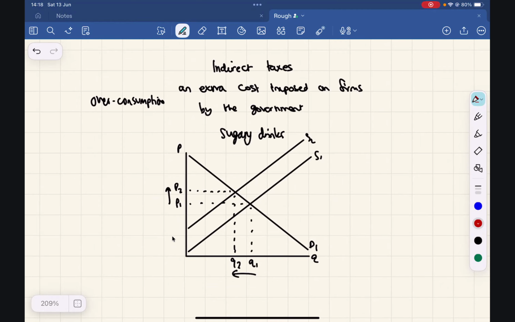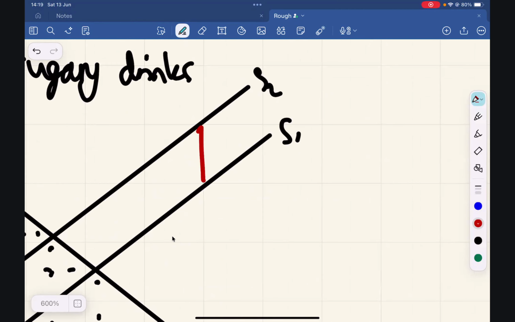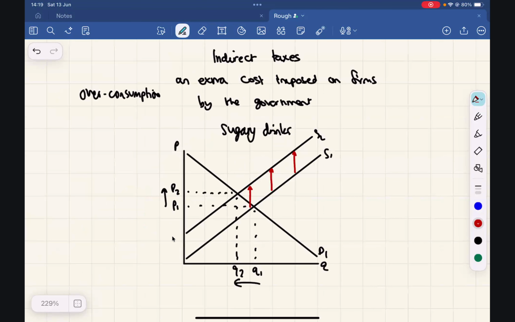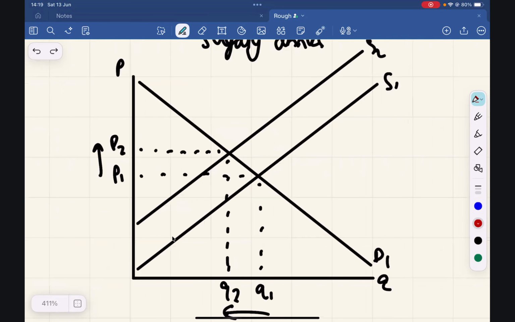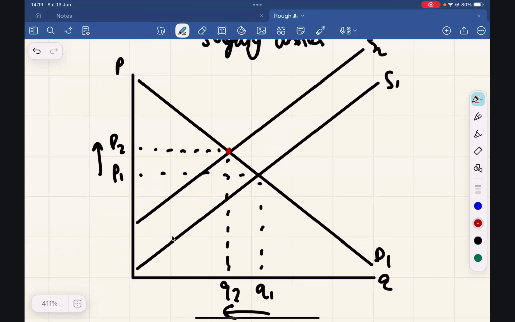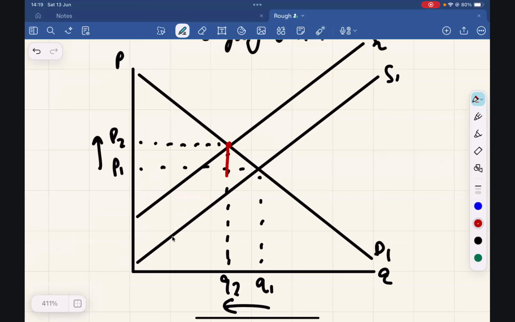How much was the tax? Well, if you look at how much the supply curve decreased by, that's how much the tax was. So if we go to the new equilibrium and we do it there, that would be best. That's the amount of the tax. That's the tax per unit. Because that's how much at Q2 supply would have been in line here, but now it's here.